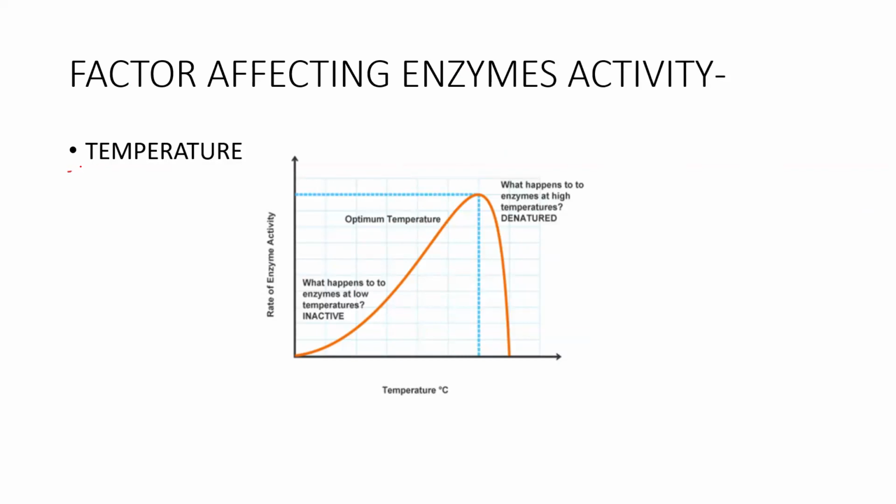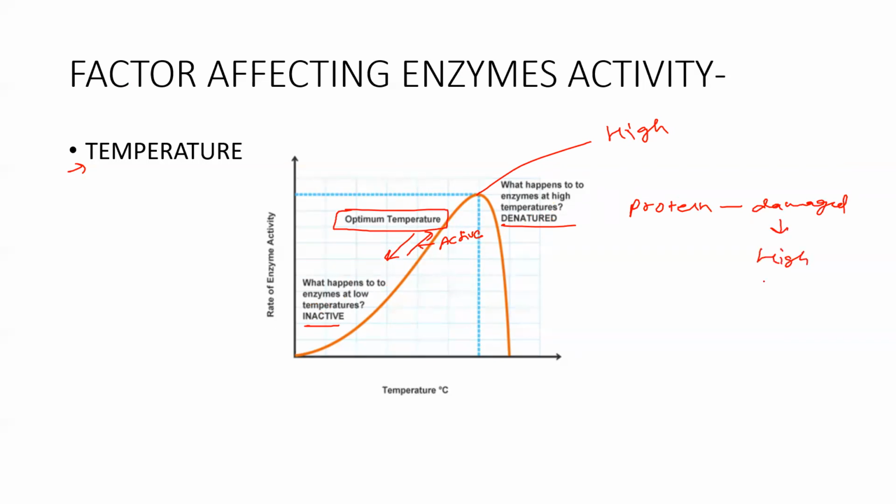Next is temperature. Enzymes also work at a particular temperature that is called the optimum temperature. At a temperature lower than the optimum, the enzyme will become inactive, and when the enzyme again gets the optimum temperature, it will become active. But if the temperature is higher than the optimum temperature, the enzyme will denature, because enzyme is made up of protein and protein gets damaged at high temperature.